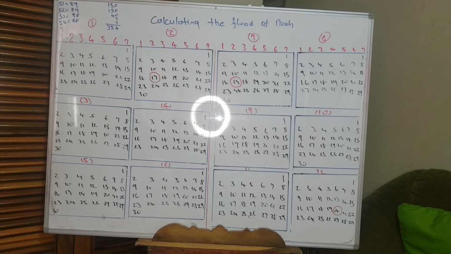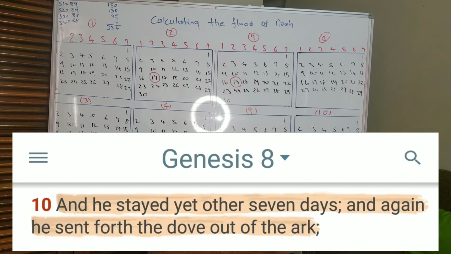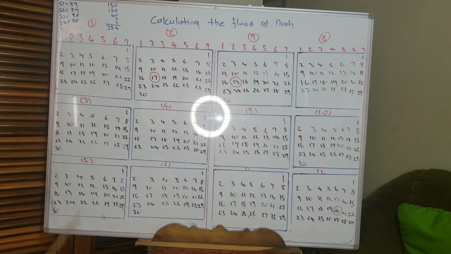We jump down to verse 10. It says, and he stayed yet other 7 days. So we're here, 7 days. 1, 2, 3, 4, 5, 6, 7. We are here at the 9th of the second moon. For the Romans, the 9th of February, right?